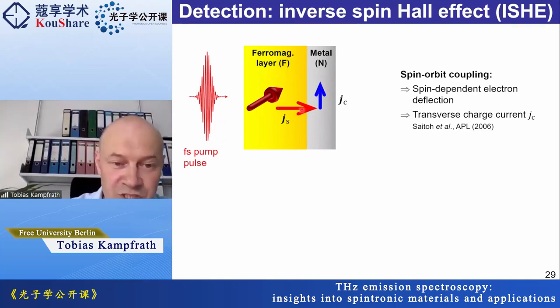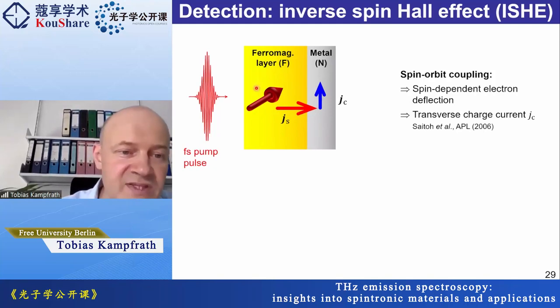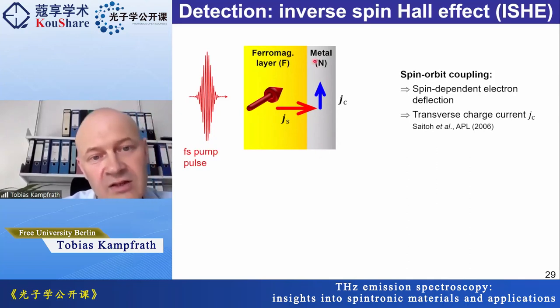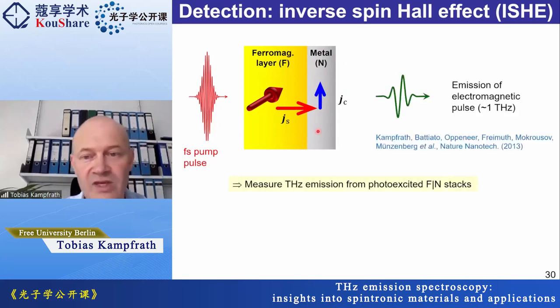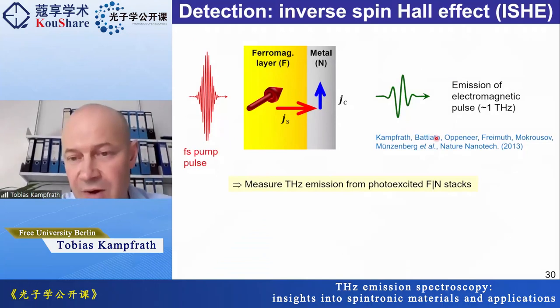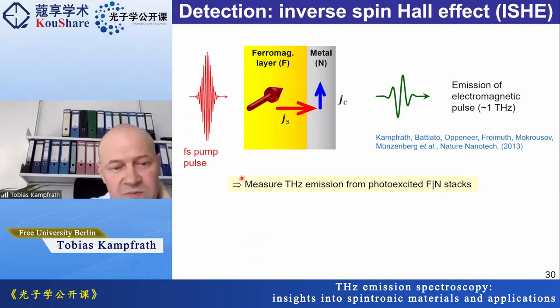But spin down electrons will be deflected downwards. But since we have more spin up electrons than spin down electrons, we end up with a net charge current in the upward direction. And this in-plane charge current is something we can easily measure by simply measuring the emitted terahertz electromagnetic pulse. And that's why the experiment is clear.